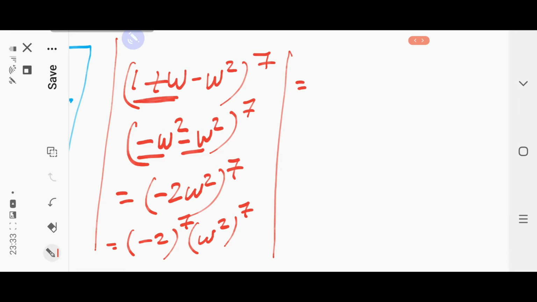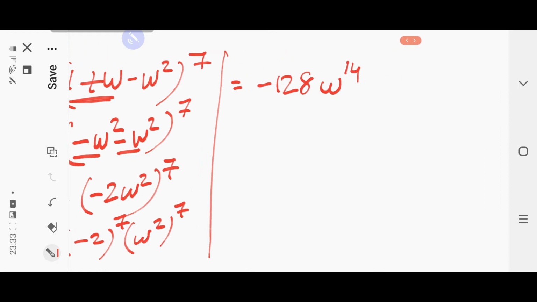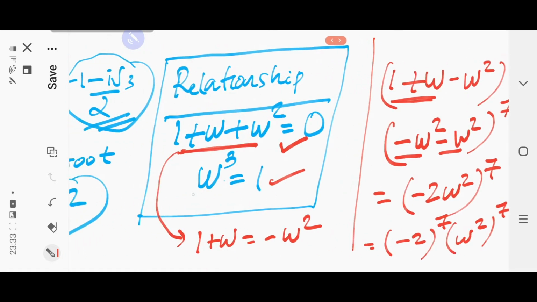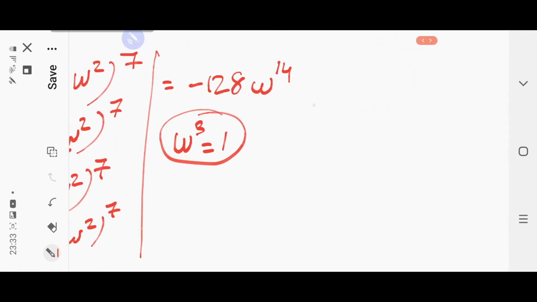What is (−2)⁷? It is −128. 2 raised to 7 is 2 into 2 into 2 and so on, it is equal to −128. In ω², the whole raised to 7, becomes ω raised to what? ω raised to 14. You know that ω³ is equal to 1, because it is the second relationship. This is the first relationship and this is the second one. ω³ = 1. Therefore, what is ω¹⁴ then?